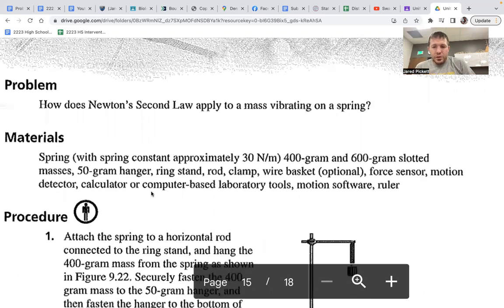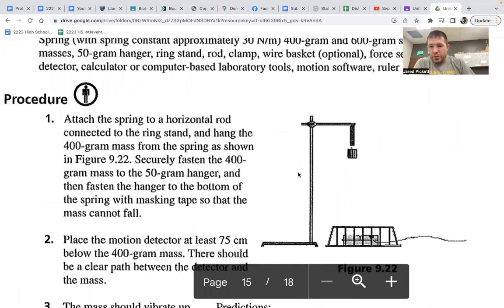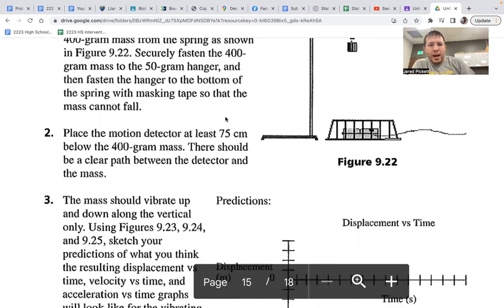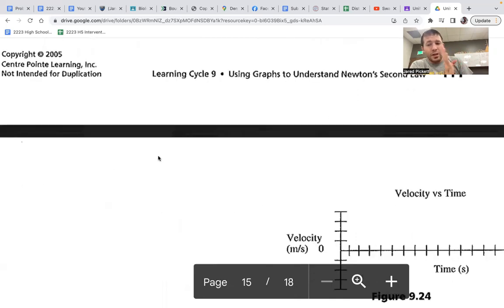And here's your setup. This works out really, really well. You don't have to necessarily keep all of the numbers the same, but make sure that the mass does not fall on the motion detector. It's happened before. It'll break the detector. So be careful and do the lab, right?